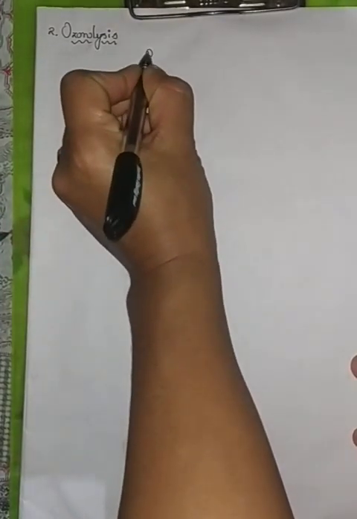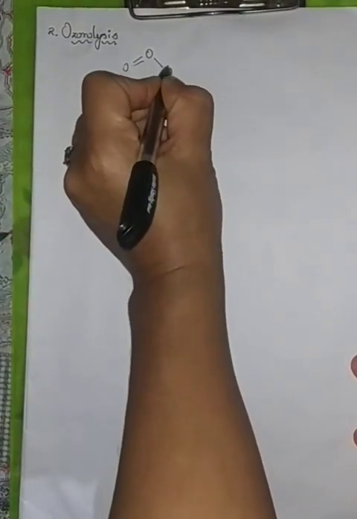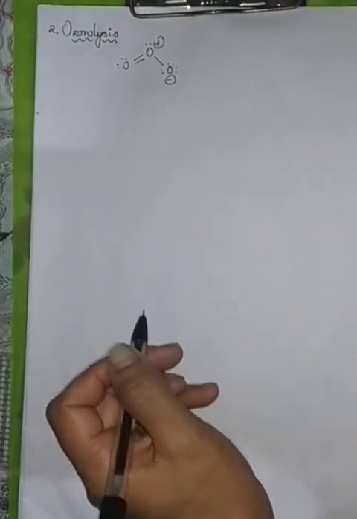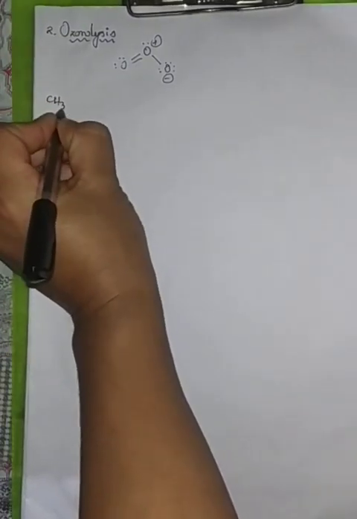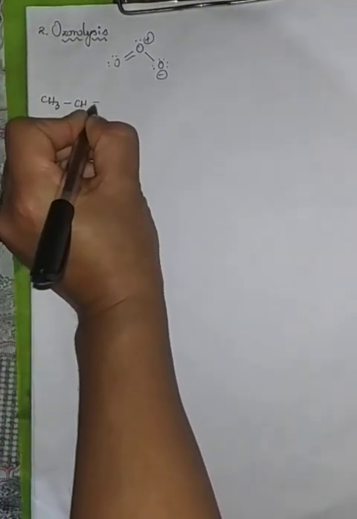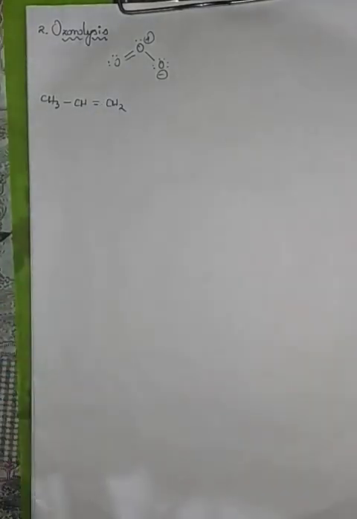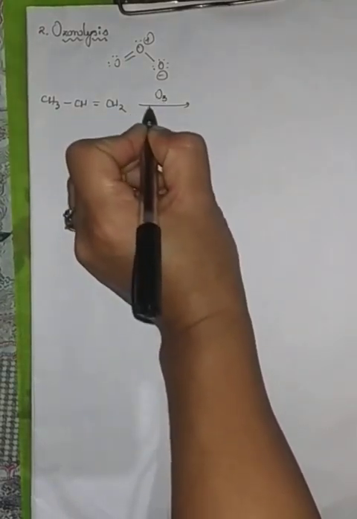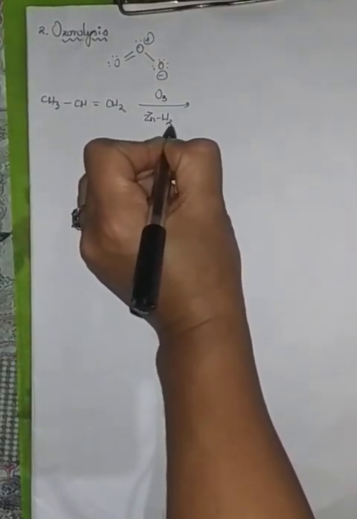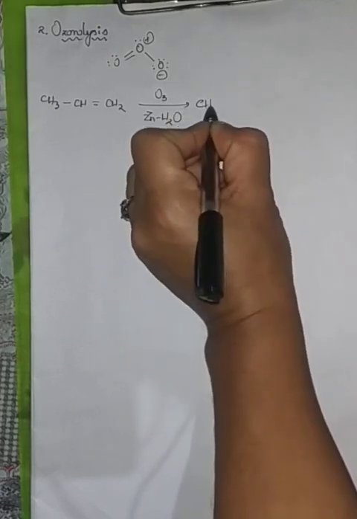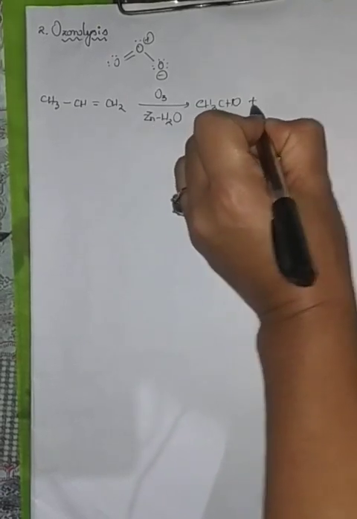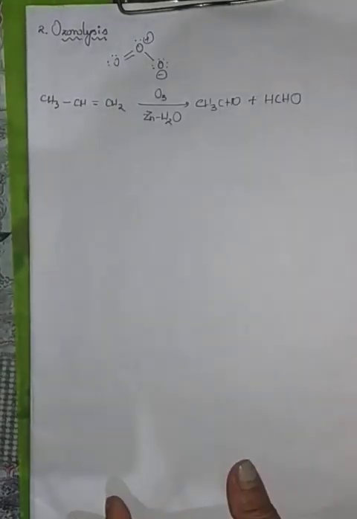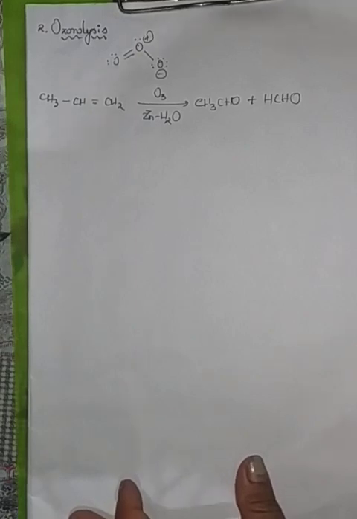Now ozone is, this is our ozone molecule. Now if we take an alkene here, when it reacts with ozone in the presence of zinc and H2O, there will be formation of aldehydes. Now, how does this reaction take place? Let's check it out.